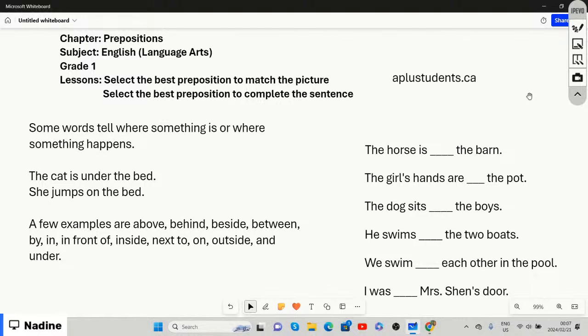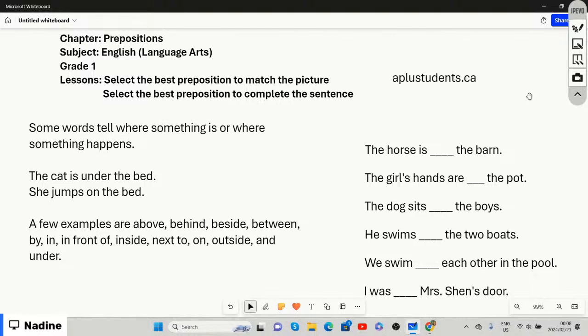All right, so prepositions. Prepositions are words that tell us where something is or where something happens. So when we say they tell us where something is, they can be words like on top, under, beside, below, right? So it basically tells you where something is.